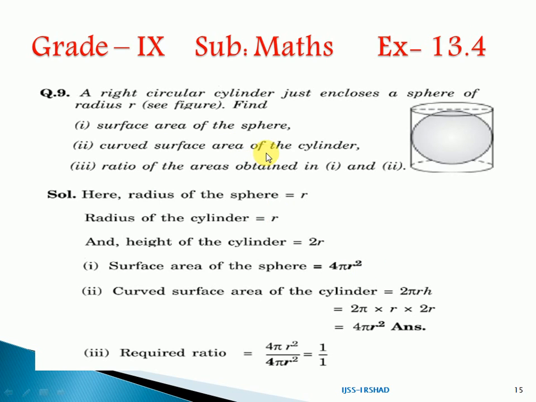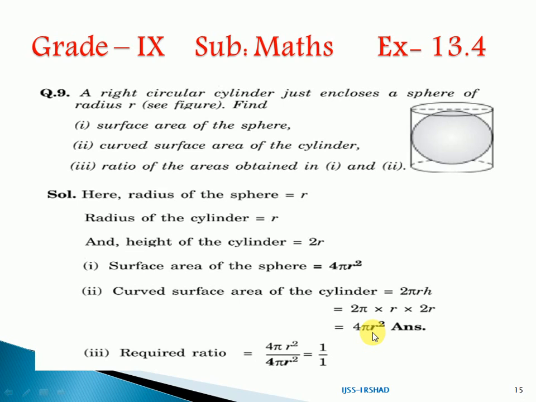Second question, the curved surface area of the cylinder. The curved surface area of a cylinder, you know, we have done in the previous exercise. The curved surface means the lateral surface area of a cylinder, 2 pi r h. So 2, then pi, and r is the same r, and instead of h we have to write 2r, because here we have taken the height of the cylinder as 2r. When you solve this, 2 into 2 is 4, then pi, and r square, so 4 pi r square. So the curved surface area of the cylinder is equal to 4 pi r square.